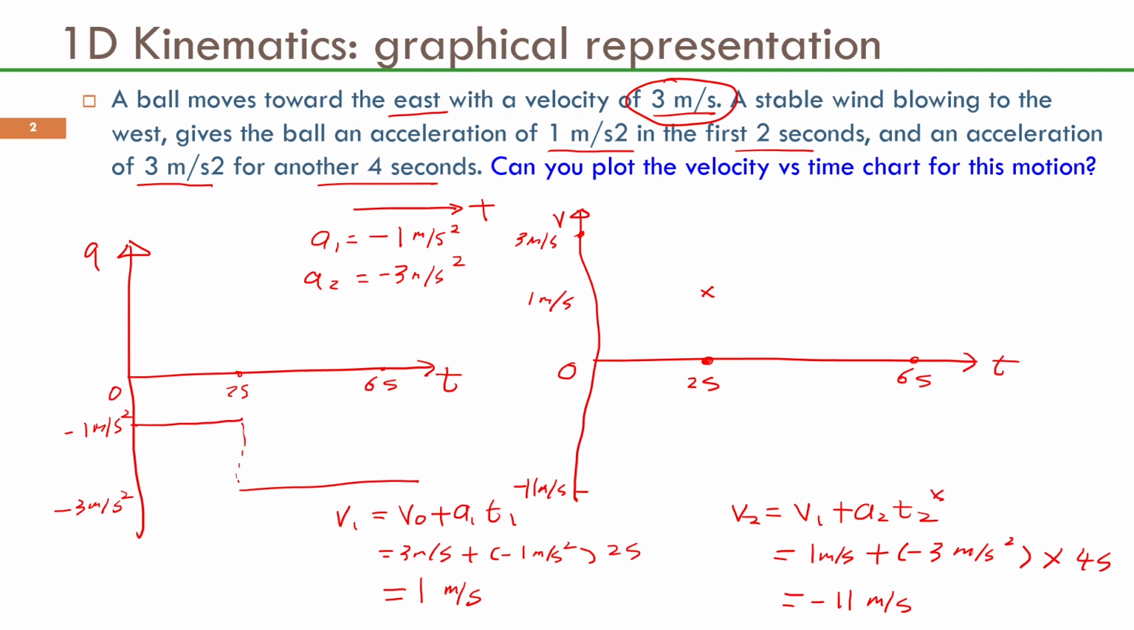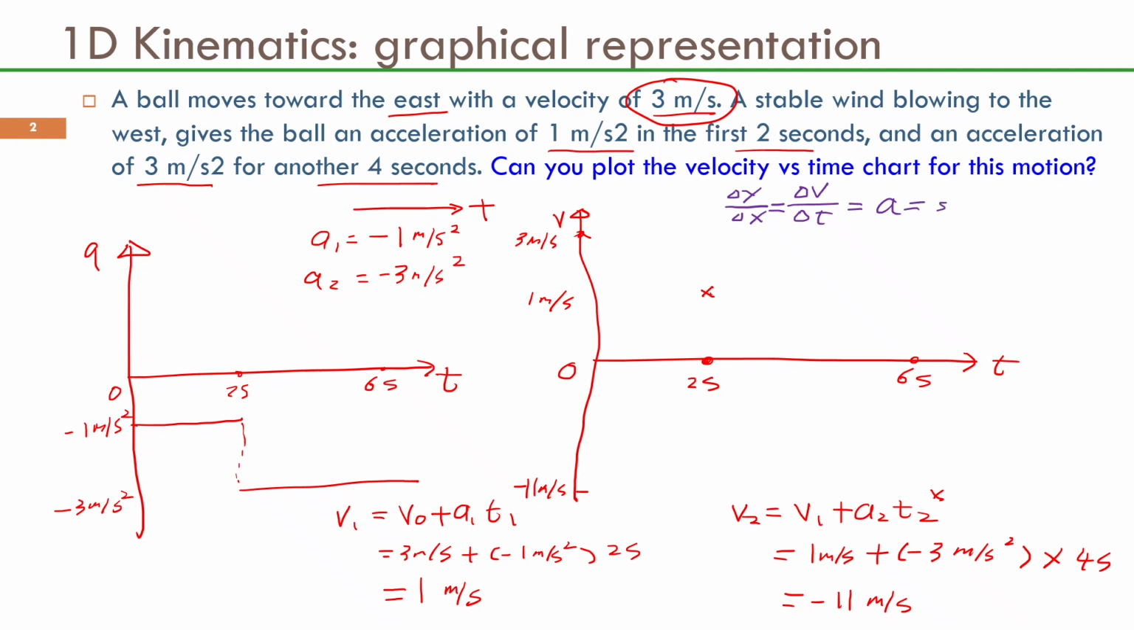So I know my velocity at this instant, and at this instant. But in order to connect them, I need to know if it's a straight line or if it's a curved line. Let me use a different color to demonstrate this. So how do we know if it's a straight line or a curved line? We know that delta V over delta T equals acceleration. But if you look at this velocity versus time chart, delta V is basically the change of Y, delta Y. And the change of T, delta T, is basically delta X. We know from math, delta Y over delta X is basically the slope.